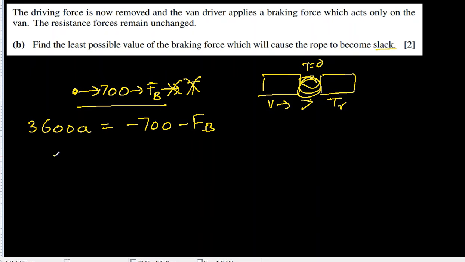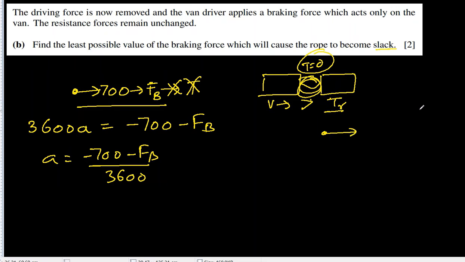So acceleration in this case becomes (-700 - FB)/3600. All right, similarly we'll do for the trailer. Now there is no tension, so there is no applied force for the trailer as well. There is only a force backward which was 300 newtons.